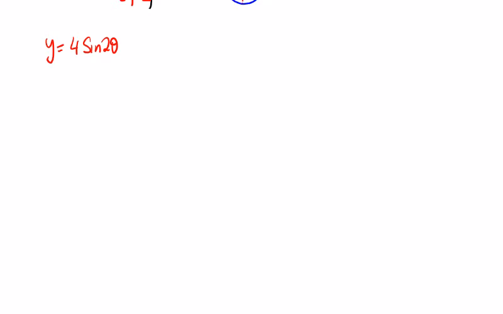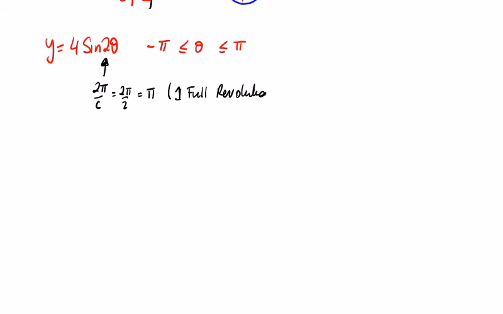And let's do this one with a negative domain between minus pi and plus pi. First thing we want to do, we want to check what the period is. It's the same as the previous graph. 2 pi over c is equal to 2 pi over 2, which is equal to pi. So this is 1 full revolution. And this graph is a combination of the previous two that we've done. What's my range going to be? It's going to be -4 to +4.